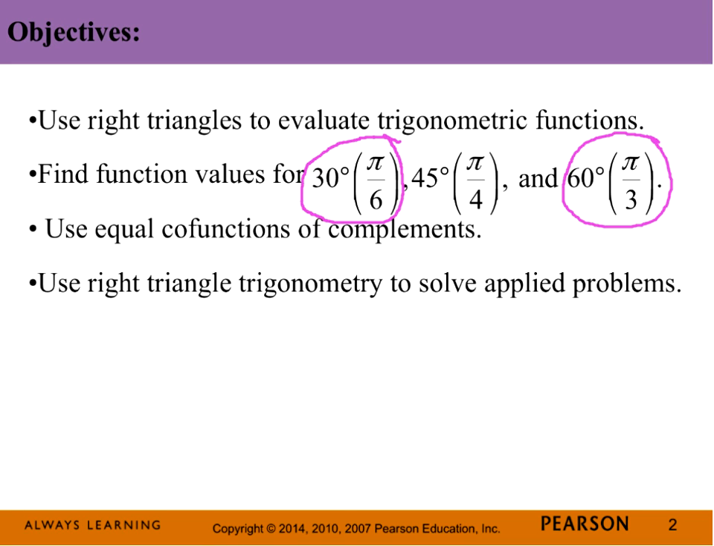We'll use equal cofunctions of complements, so we'll learn what cofunctions of complements are and look at working with those, and then we'll solve just a couple of applied problems at the end.